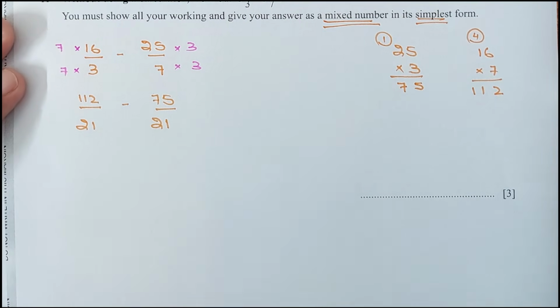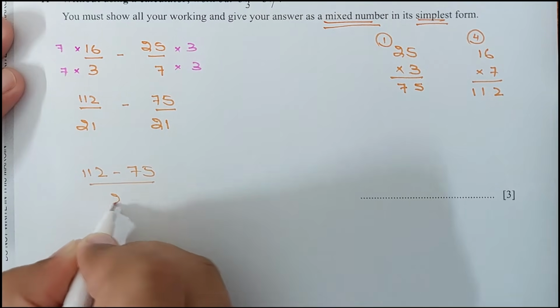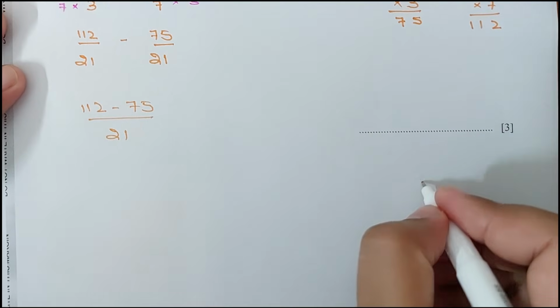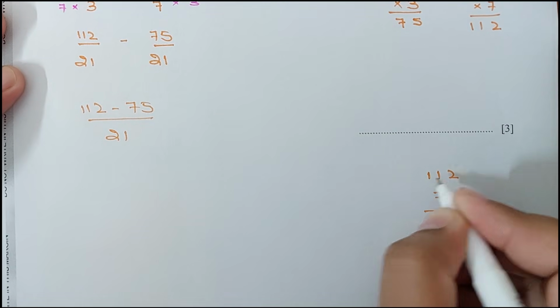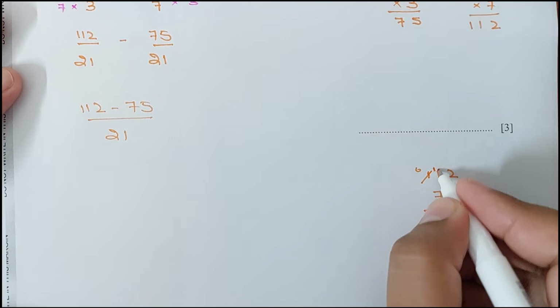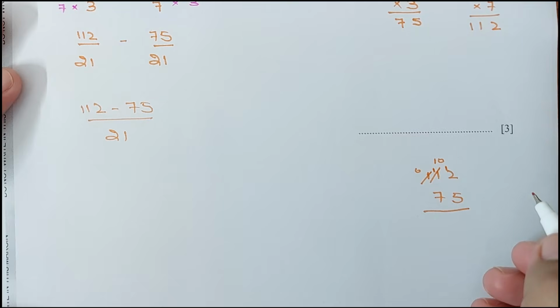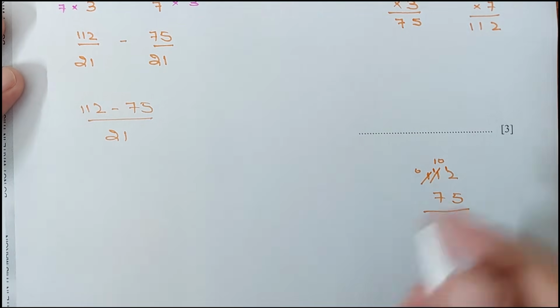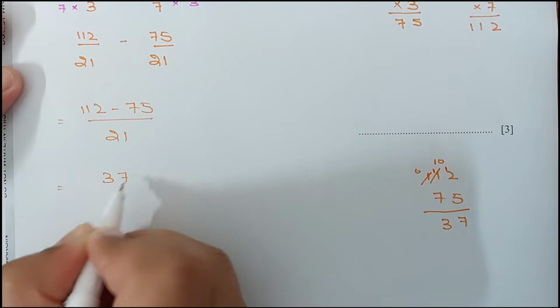We can subtract the numerators. 112 subtract 75, divided by 21. Let me do the subtraction over here. 112 and 75. Here we have 2 take away 5, so we borrow from the 1. The 11 becomes 10 and the 2 becomes 12. From 12 take away 5 is 7, and from 10 take away 7 is 3. So this is 37 over 21.